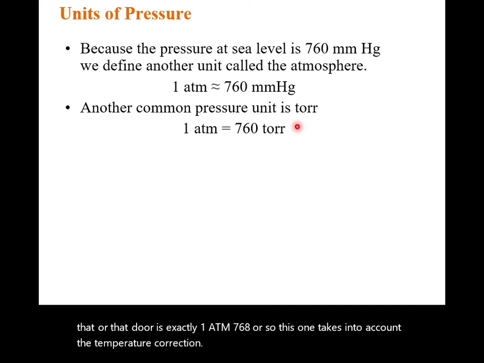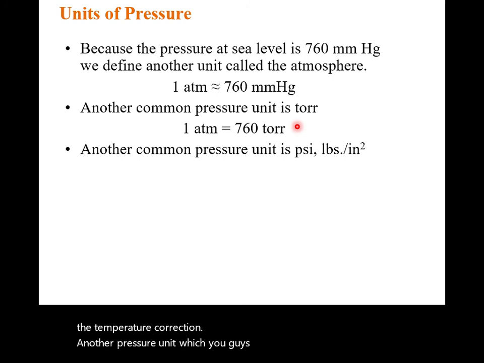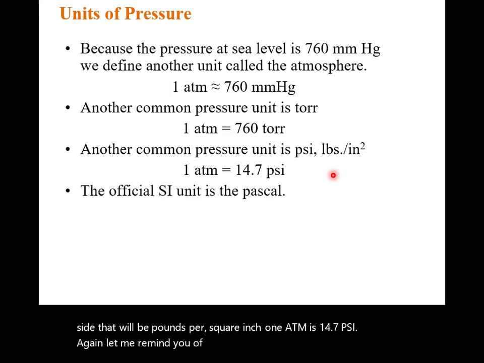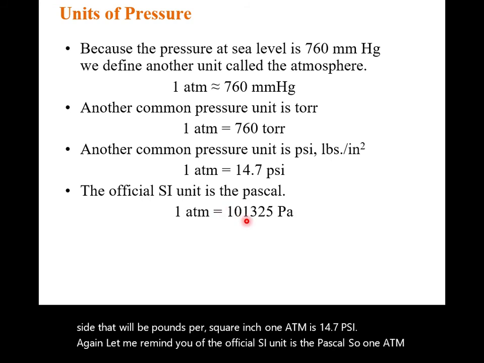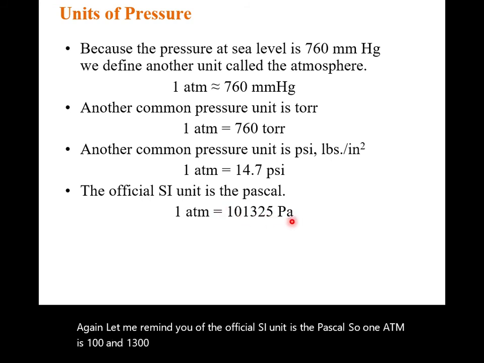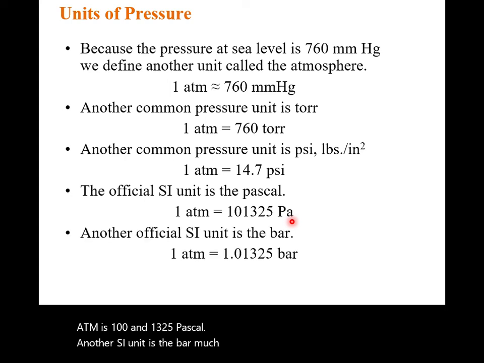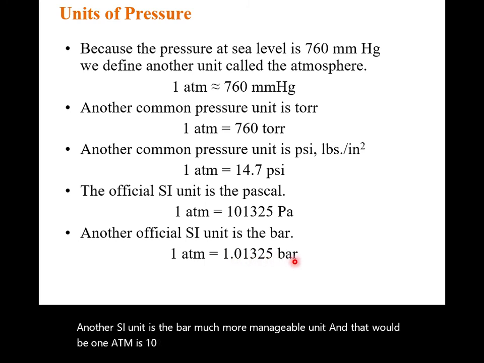Another pressure unit, which you guys are familiar with, is the PSI. That will be pounds per square inch. 1 atm is 14.7 PSI. Again, let me remind you, the official SI unit is the Pascal. So 1 atm is 101,325 Pascal. Another SI unit is the bar, a much more manageable unit, and that would be 1 atm is 1.01325 bar.